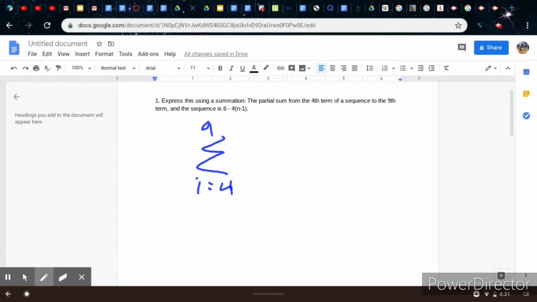Then all we need to do right now is they give us the formula 6 minus 4 times (n minus 1). So we just directly plug that into our sigma. So we have 6 minus 4 times (n minus 1). And this is the summation for this sequence.